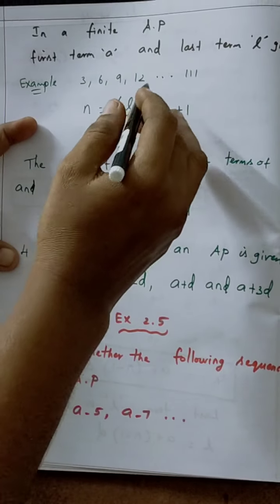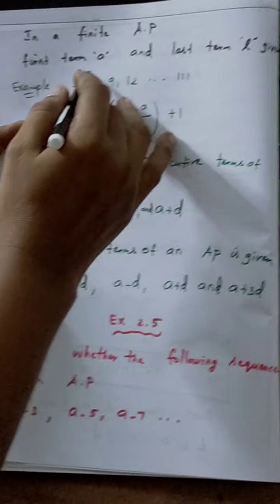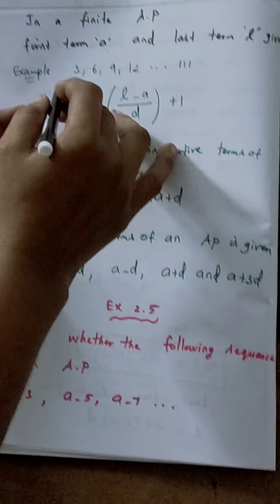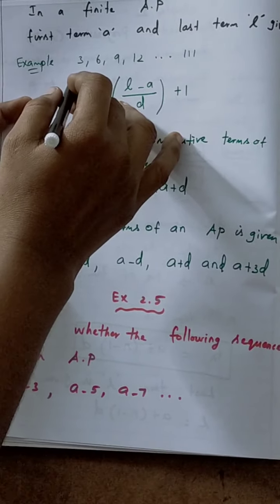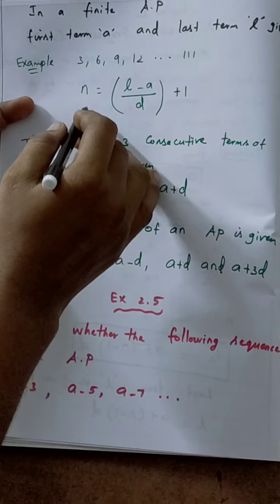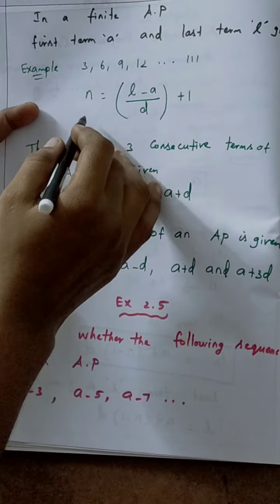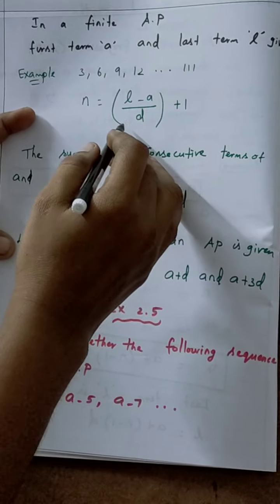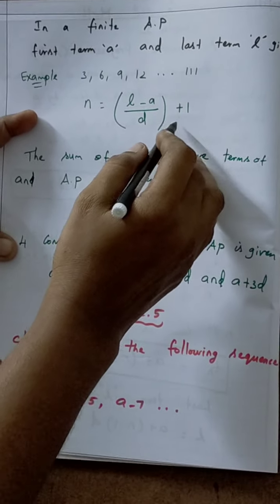In a finite arithmetic progression, the first term a and the last term L are given. Find the number of terms. So apply this formula: n equal to within bracket L minus a by d close the bracket plus 1.